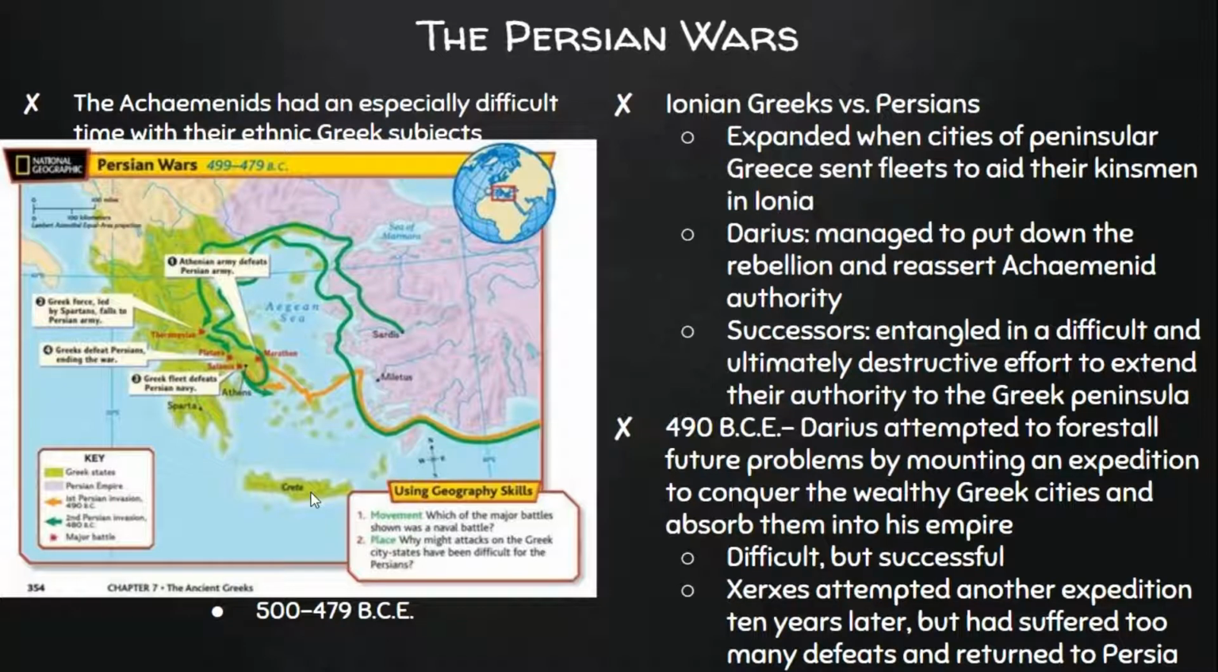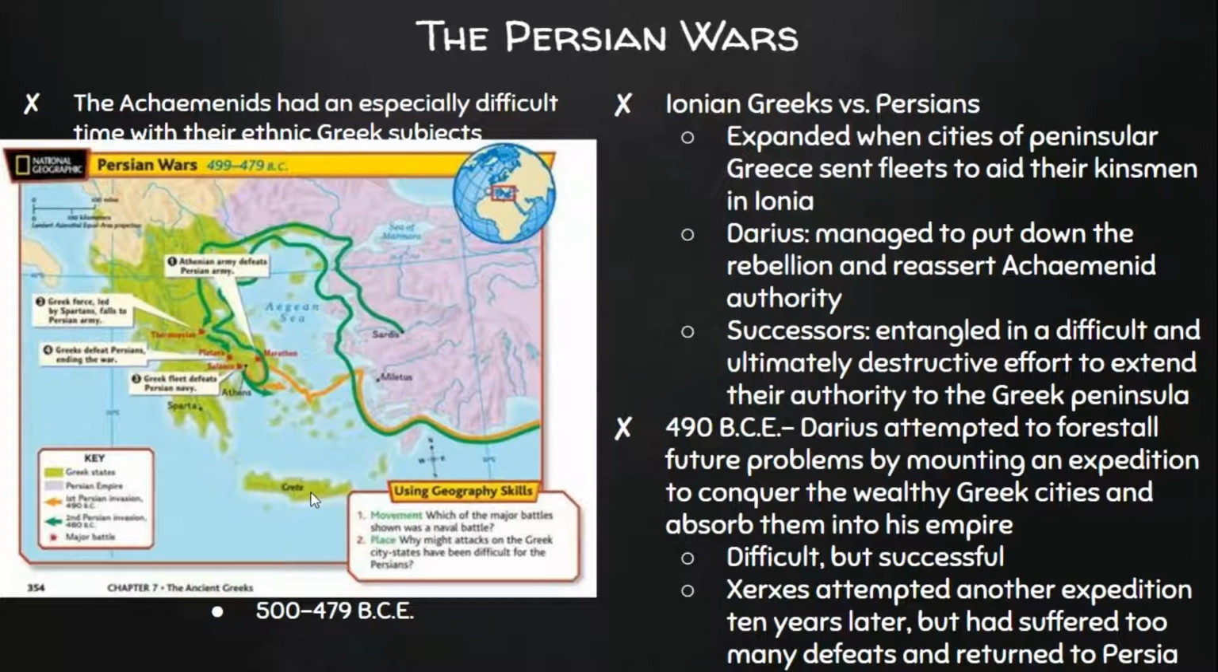Essentially, these Persian wars expanded from Anatolia to the Ionian section when the Greeks from the Ionian section, the western side of Greece, sent fleets to aid their kinsmen from all over the Greek area. So when Darius had to take over and fight these wars, he managed to put down the rebellion and reassert his kingdom's authority. But his successors later on had an incredibly difficult time trying to quell these rebellions and ultimately destroyed their hopes of wanting to extend any authority into the Greek peninsula.